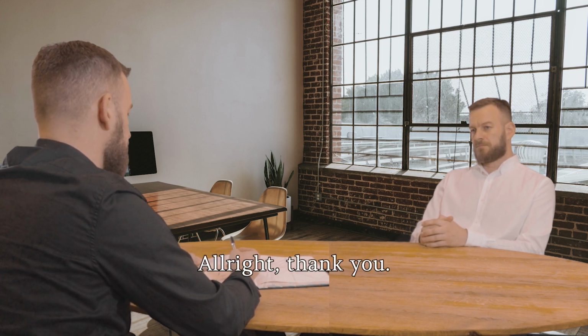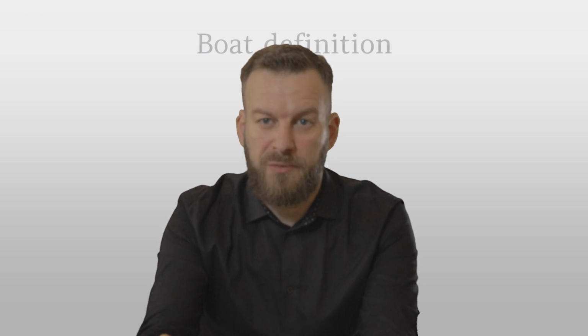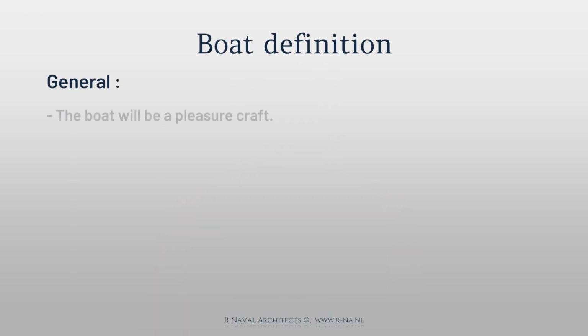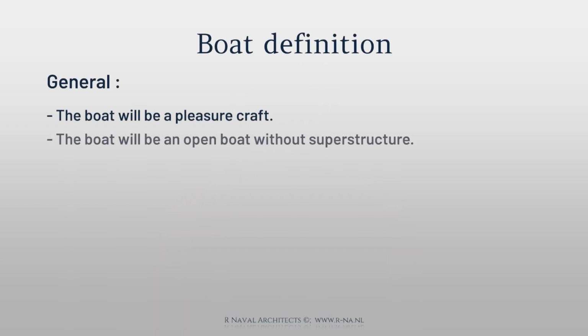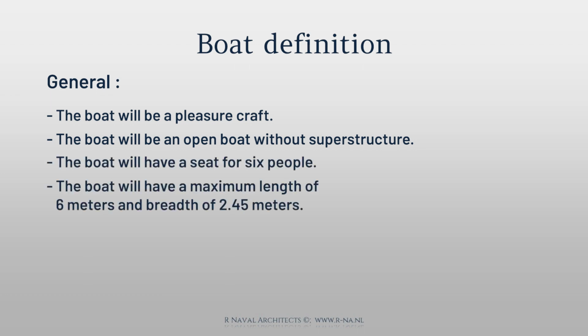All right, thank you. When the interview is conducted, we need to go through the notes and extract needs and limitations and place them in the document that is going to define our boat. In our case, what we know from the interview is that the boat will be a pleasure boat. It's going to be an open boat without superstructure. It needs to carry 6 people. It will have a maximum length of 6 meters and a width of 2.45. The boat will have a maximum draft of 0.5 meter.